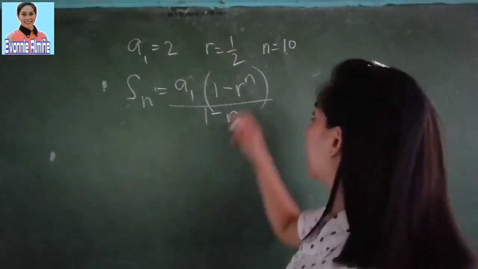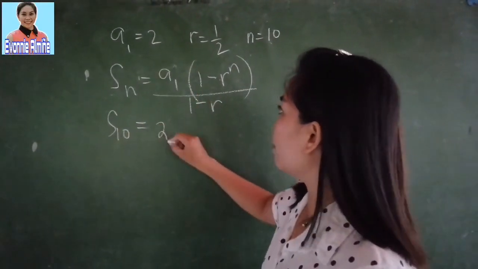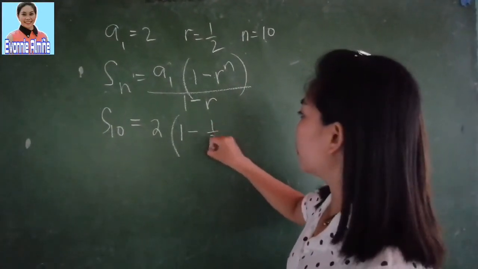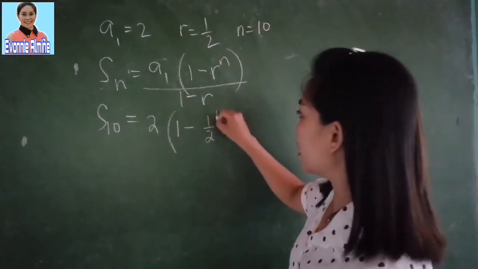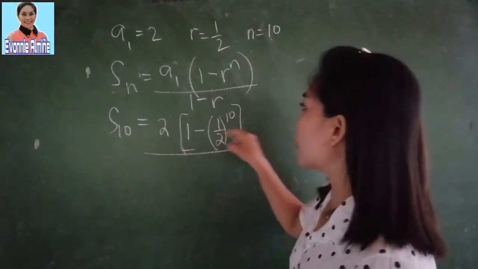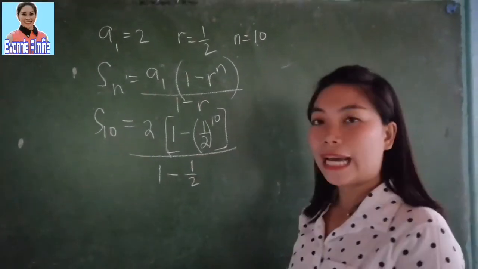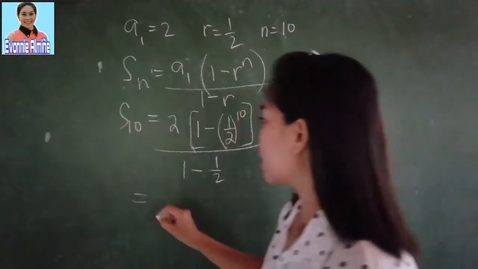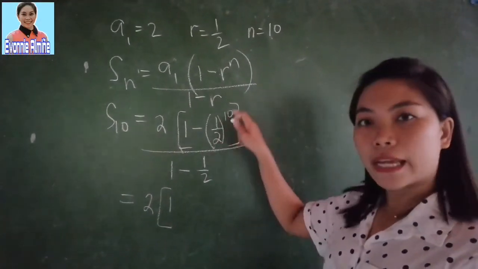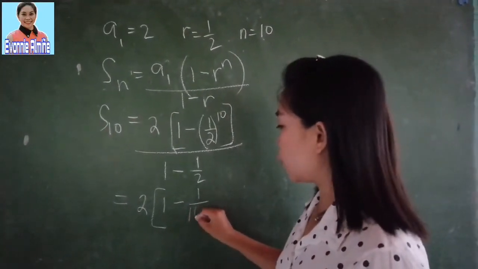So, substitute po natin. The number of terms is 10. So, S of 10, the first term is 2. Bring down 1 minus the common ratio is 1/2 raised to the number of terms is 10 over 1 minus r. So, 1 minus 1/2. Now, let's proceed. Bring down 2. So, you have 1. 1/2 raised to 10, that is equal to 1 over 1,024.